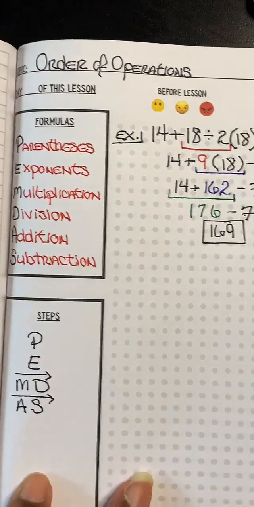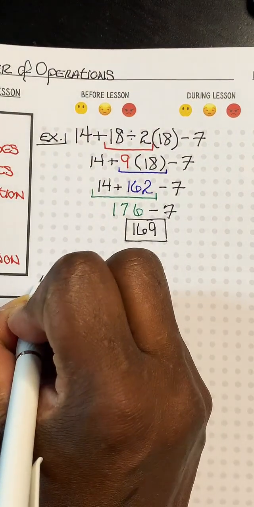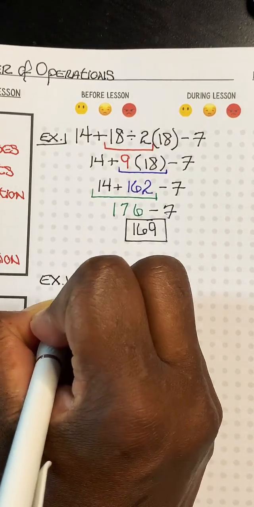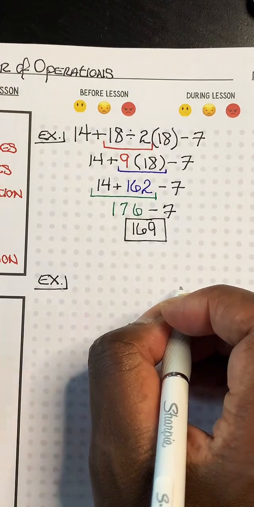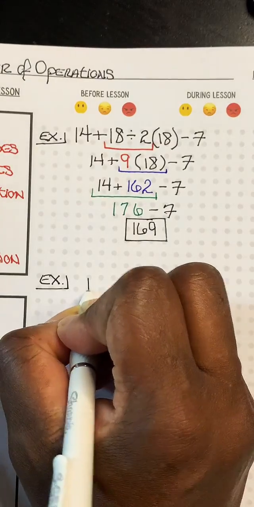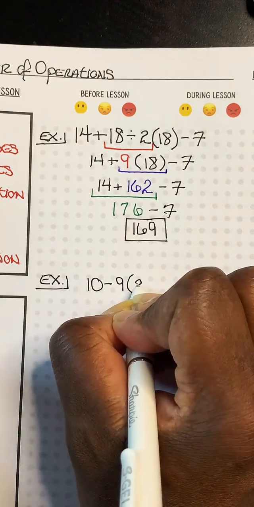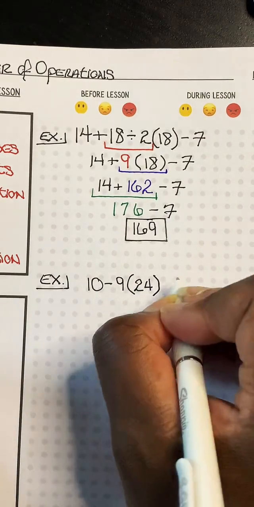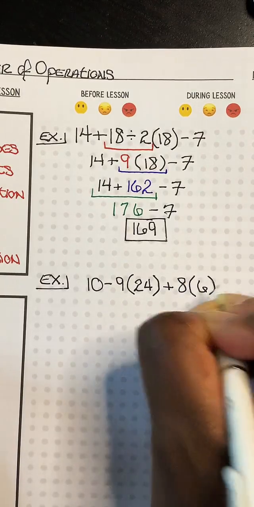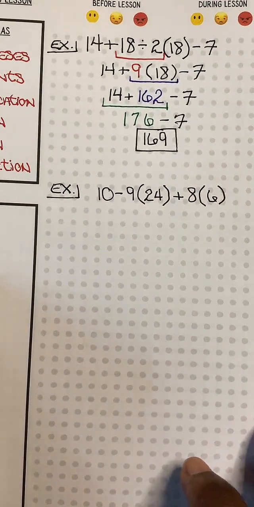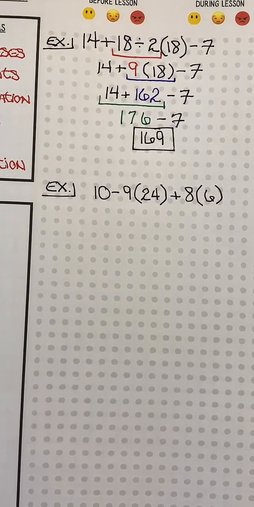All right, let's get with another question. Let's get it. Let's go. All right, so... 10 minus 9 times 24 plus 8 times 6.